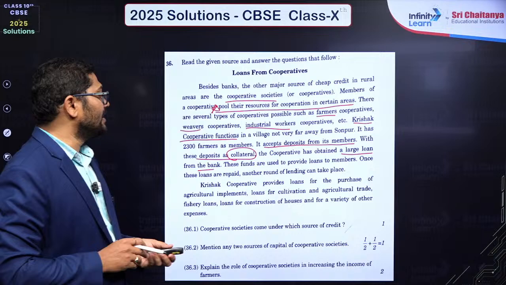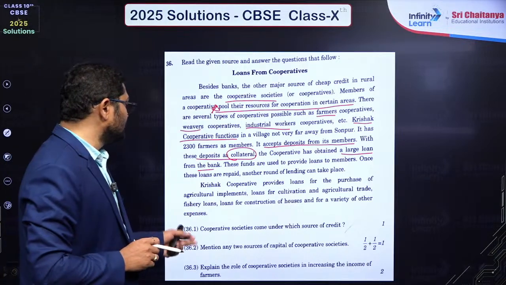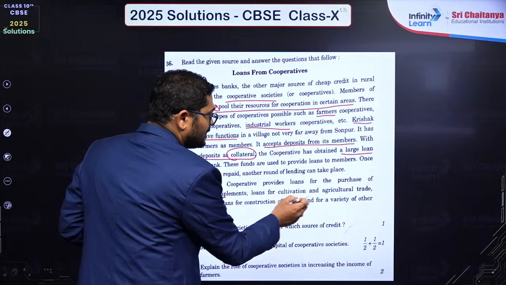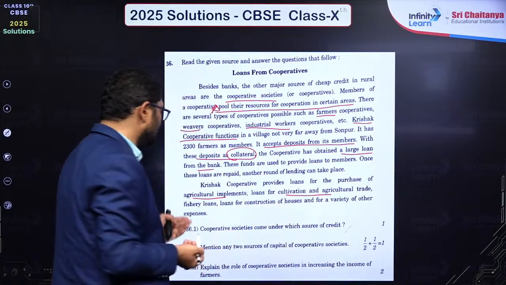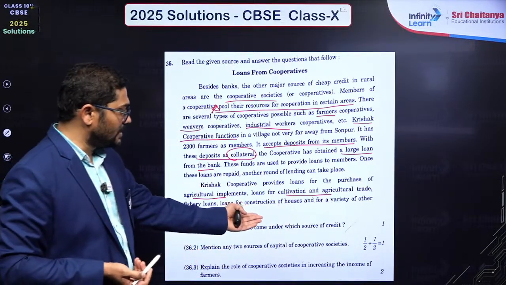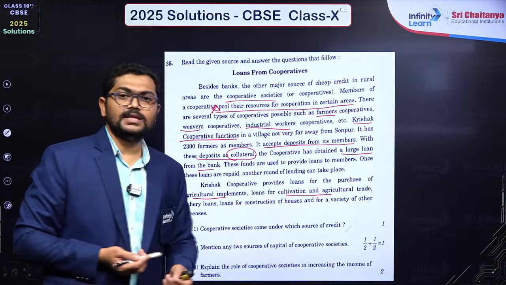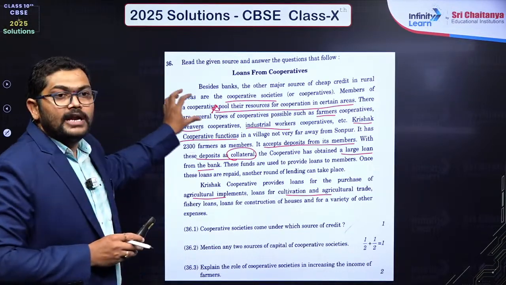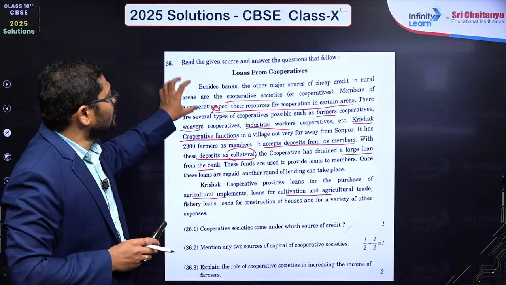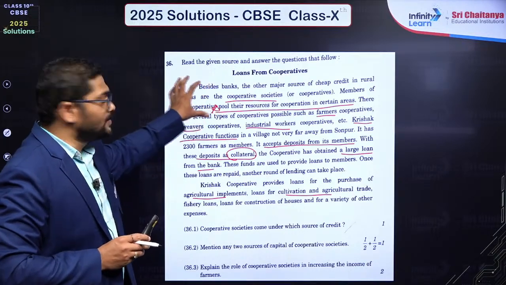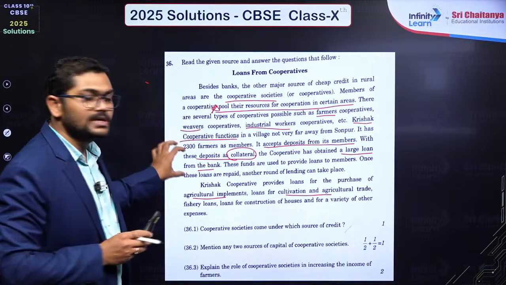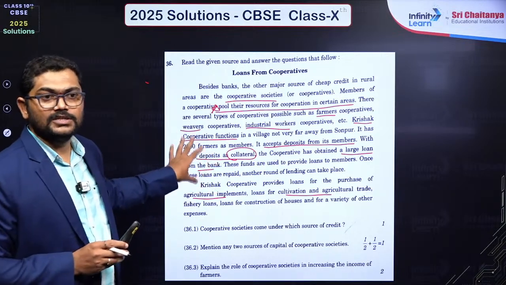Krishak cooperative provides loans for the purchase of agricultural implements, loans for cultivation and agricultural trade, then fishery loans, loans for the construction of houses, and for a variety of other expenses. So what do you mean by cooperatives and how the cooperatives normally get the money is explained in the first 3 to 4 lines. Then an example about the Krishak cooperative was given and how it is functioning.